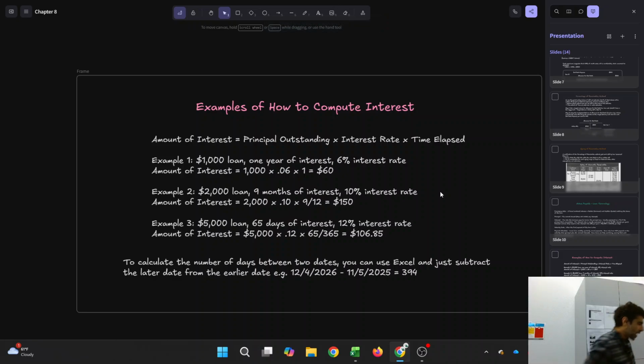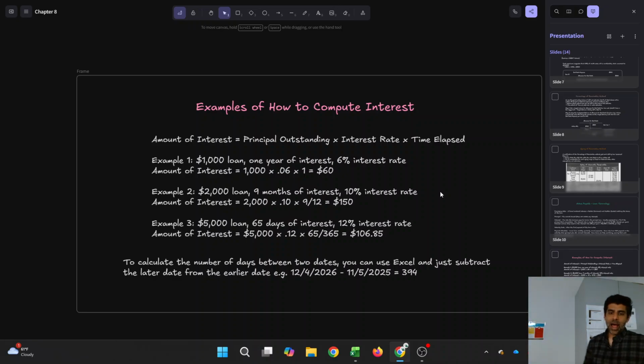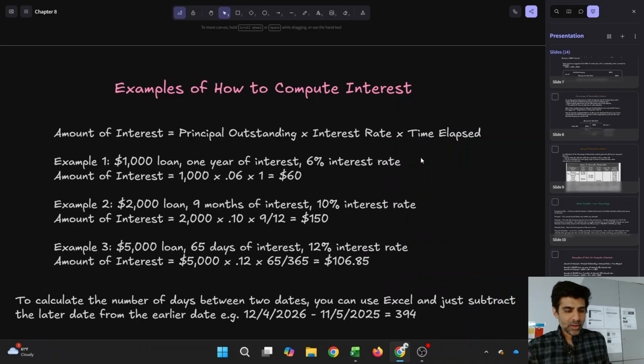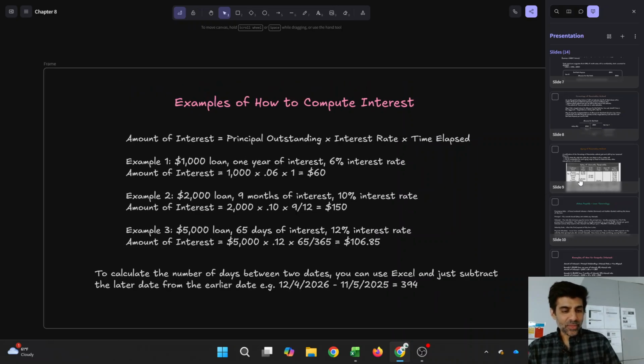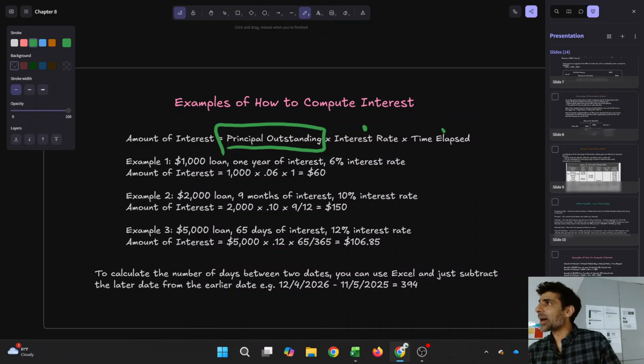I think most people know how to do this, hopefully. But how to compute interest, some examples. The formula is you take the principal outstanding times the interest rate times the amount of time. The time is going to be the variable, like the unit is going to vary. In this case, we have a $1,000 loan.